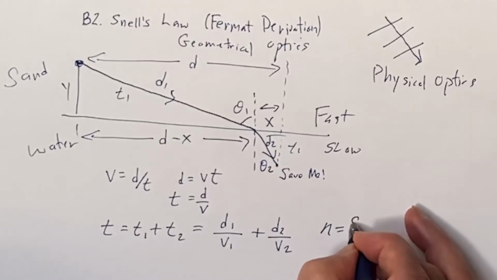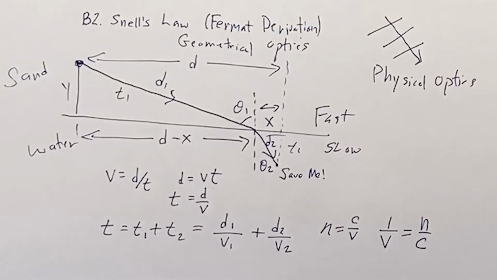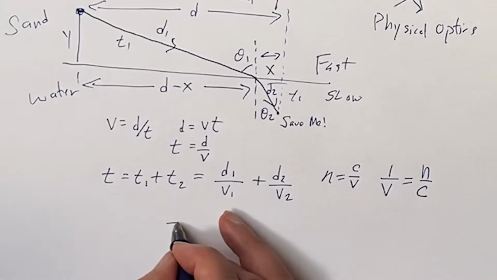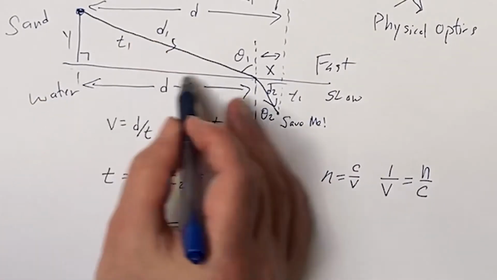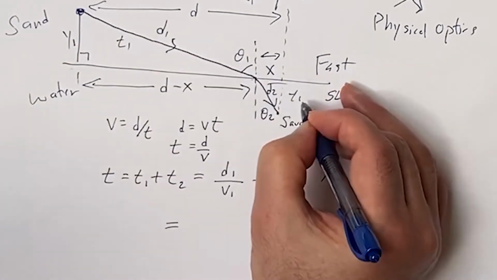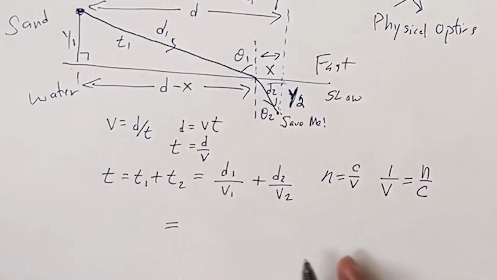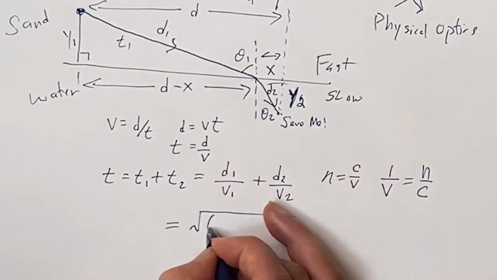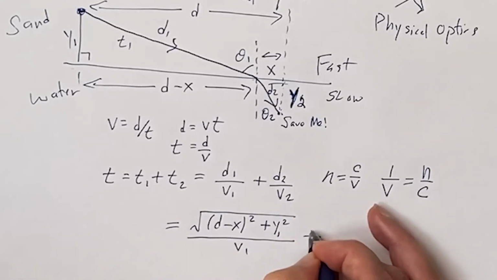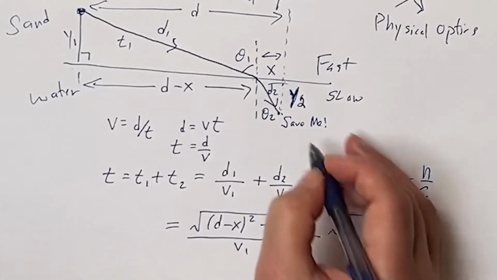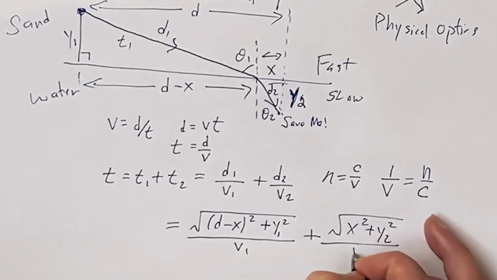So remember that n is c over v. So that means 1 over v is n over c. So let's put all this together. d1 is going to be your Pythagorean theorem here, where you're looking at d minus x, and then you're looking at y. Let's call this y1 and call this y2, this height there. So this would be then the square root of (d minus x) squared plus y1 squared, and that's going to be divided by v1. And then the second distance is going to be x and y2. So that's the square root of x squared plus y2 squared, and that's over v2.